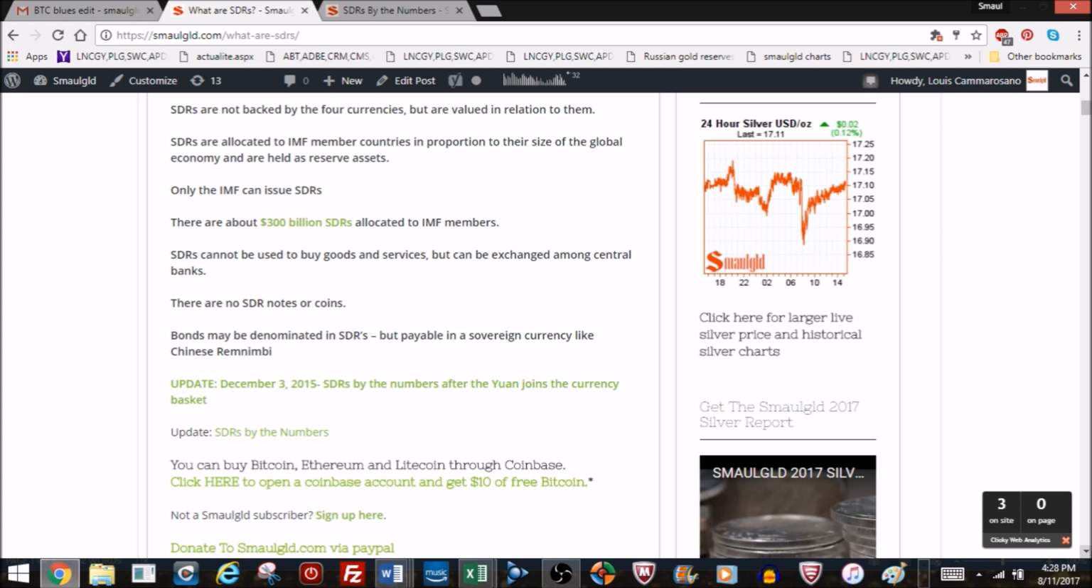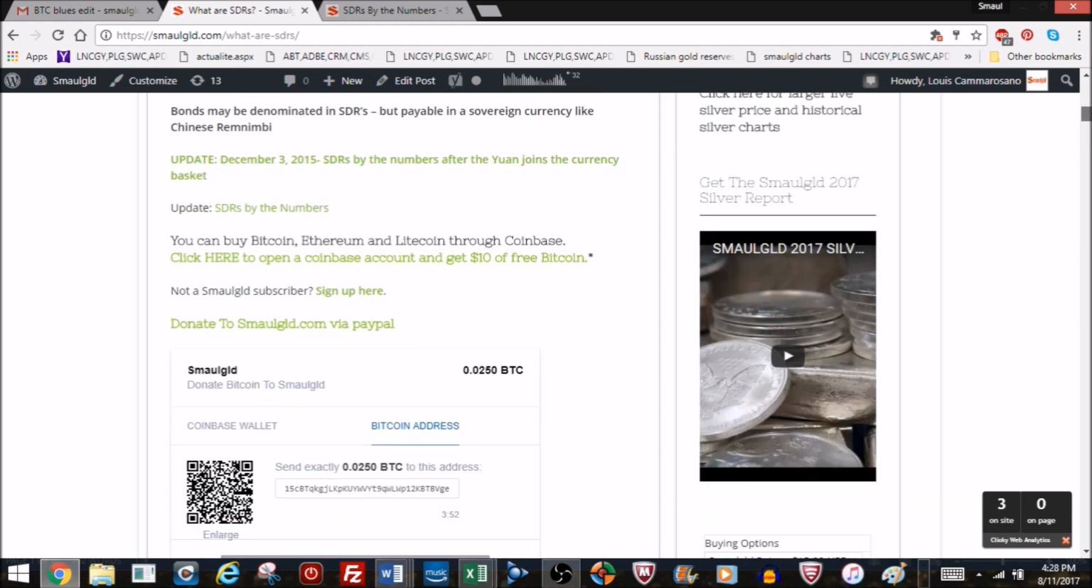So as we mentioned, that was the situation with the SDR. We had the yen, the pound, the dollar, and the euro in the SDR, and China was not represented, which was kind of ridiculous given they were the second largest economy in 2014, 2015, and so on. So we're going to take a look at the SDRs by the numbers.